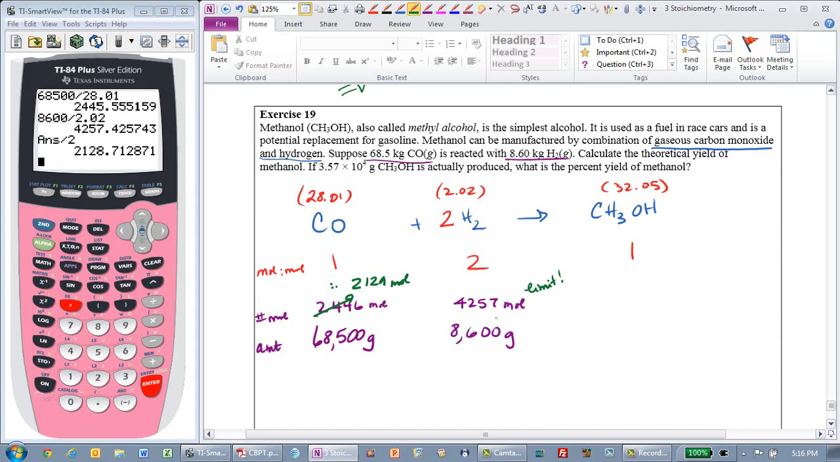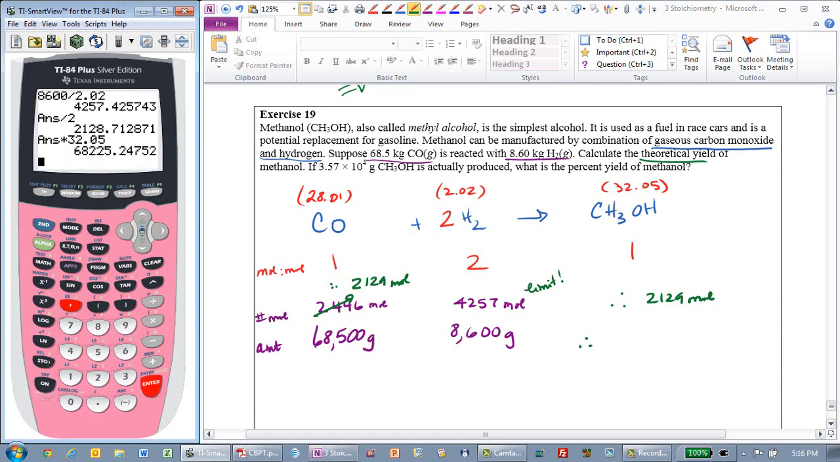They haven't asked me to, but I'm going to have to actually calculate the theoretical yield of this sucker. All right, so how much did I produce then? So therefore, 2129 moles of this was produced. Therefore, what's sitting in my calculator exactly times that molar mass of 32.05 is how many grams? So 68,225 is close enough grams of methanol formed.